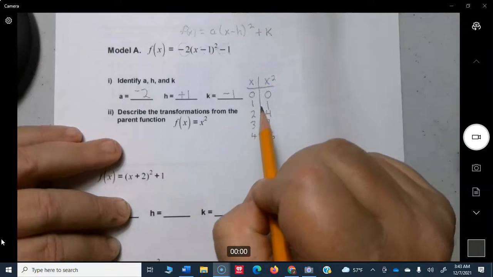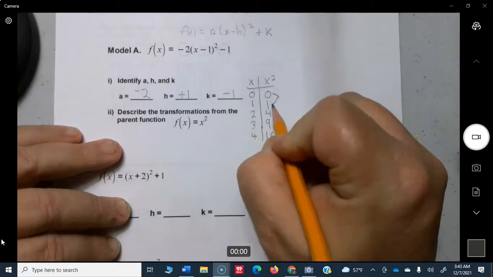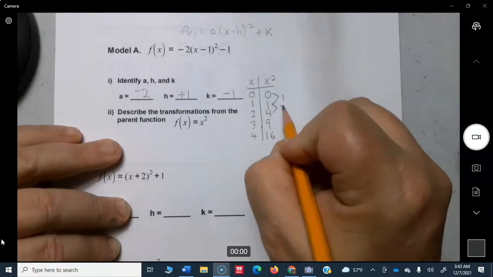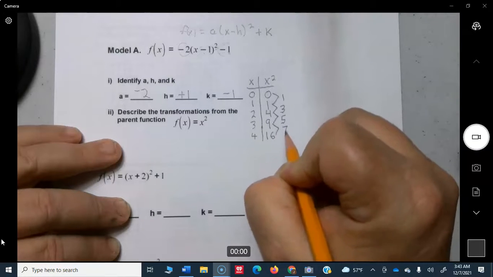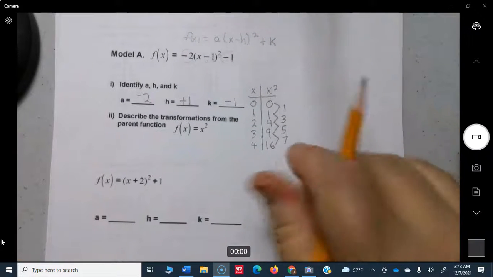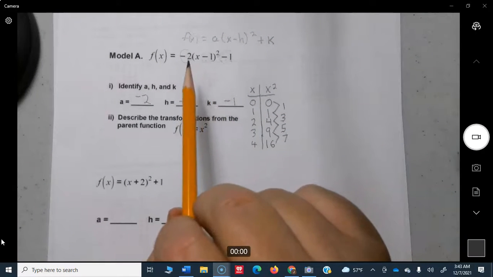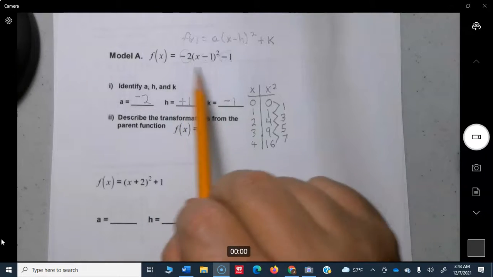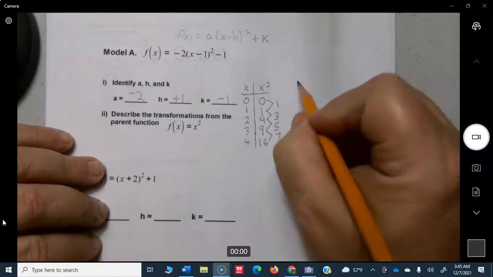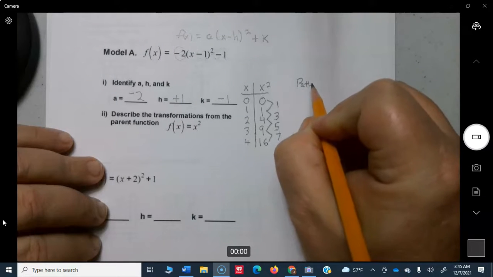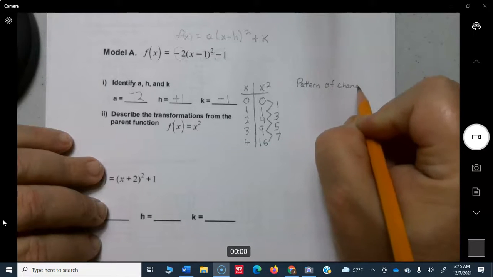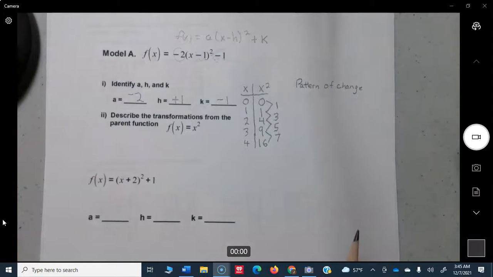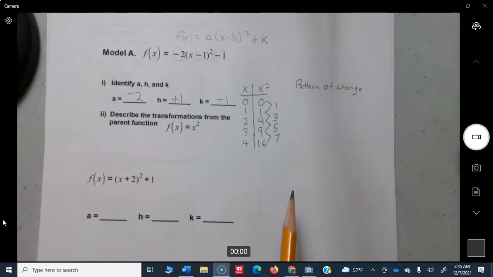So the transformations are from 0 to 1 is 1, from 1 to 4 is 3, from 4 to 9 is 5, and from 9 to 16 is 7. You're going to use these when you want to plot a graph of this function. 3, 5, 7 is called the pattern of change. I'm going to show you on the next video how you use the pattern of change to help you with graphing a vertex form equation. But for right now, we're just going to compute that. All right, we're going to move on to the next one.